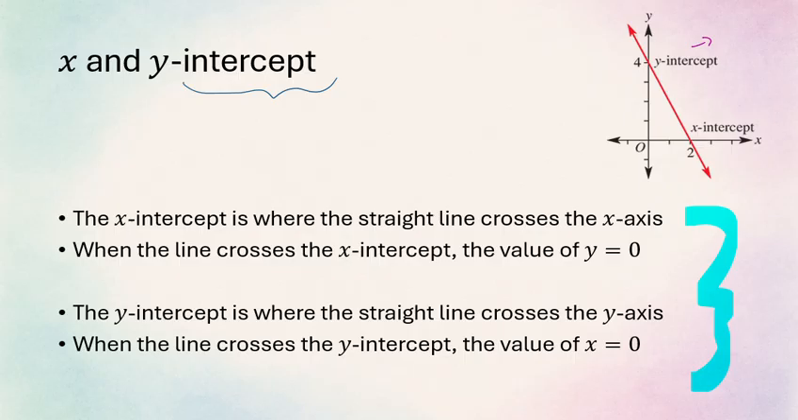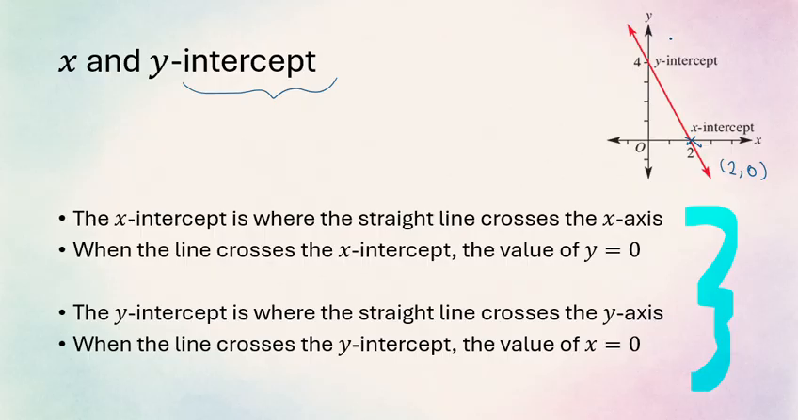Now, just to note, when the line crosses the x-intercept, the value of y equals 0. Why is that the case? Well, if you just look at my diagram, it makes sense, yeah? At positive 2, this red line crosses the x-axis. What's my value of y in coordinate form? It's 2, 0, just like that. It's that easy.